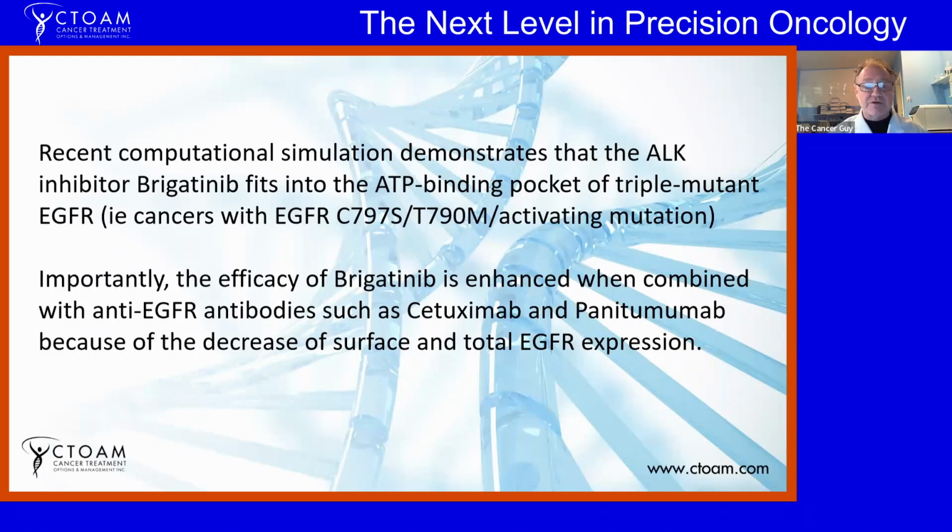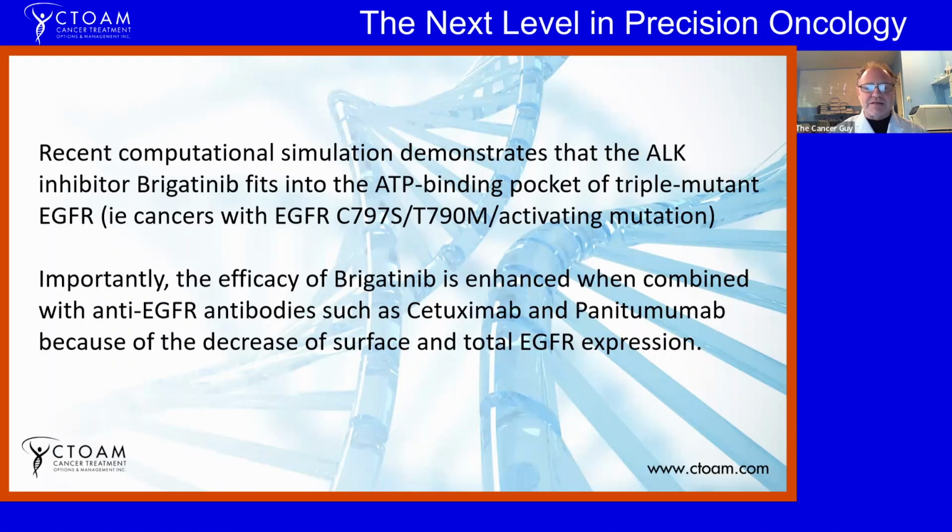The ALK inhibitor is called brigatinib. Not an expensive drug. It's easy to access. And so they said, well, great. So brigatinib is actually a solution for this EGFR C797S mutation. And we've known this for a little while, for a couple of years now.